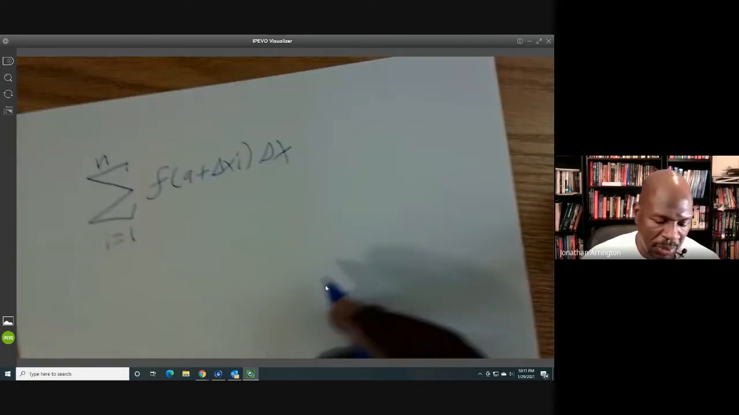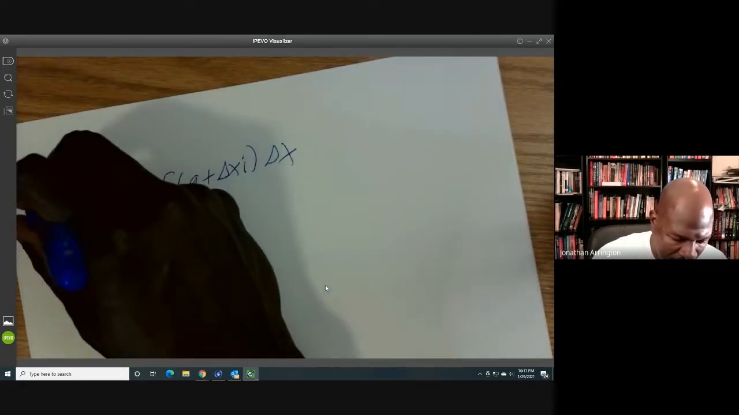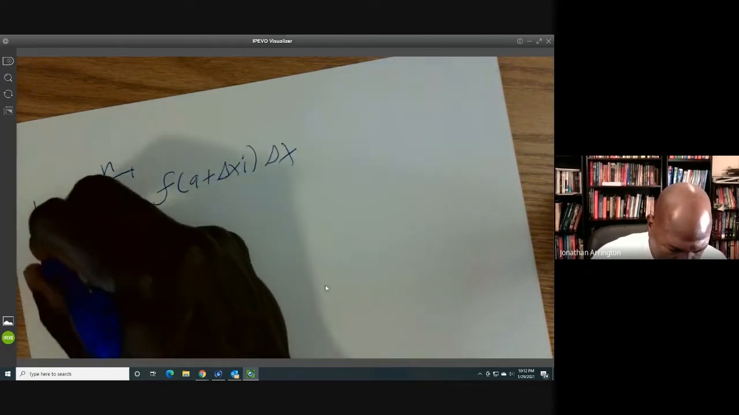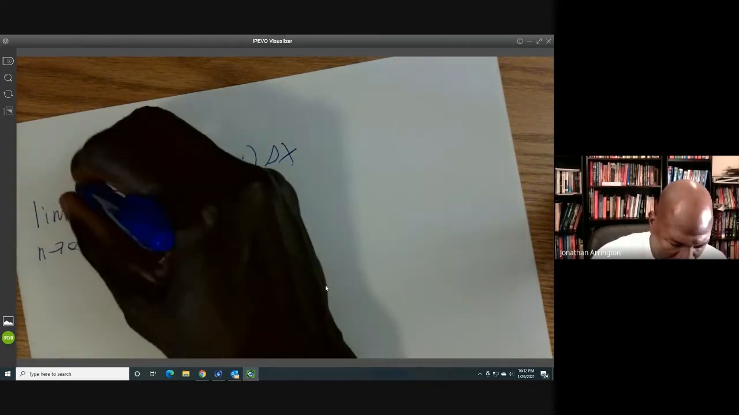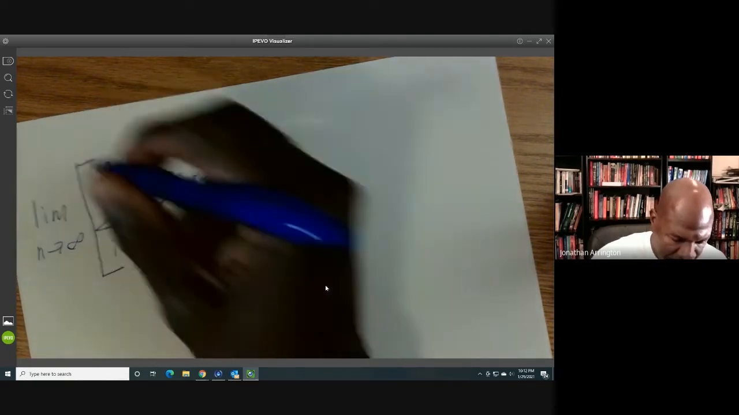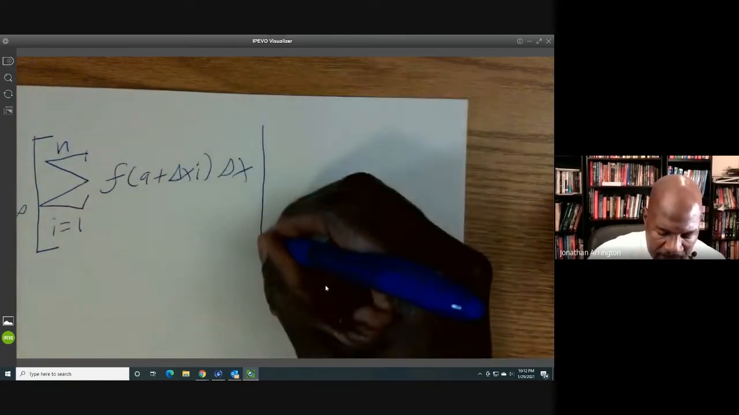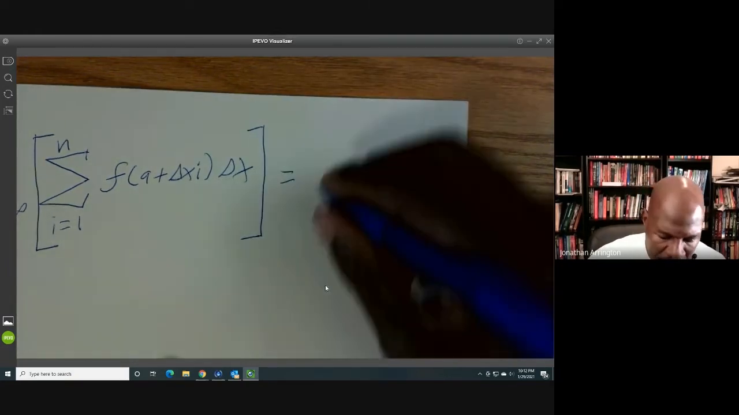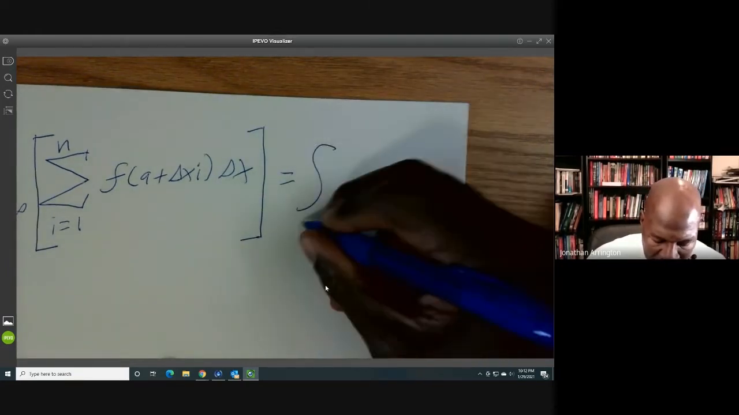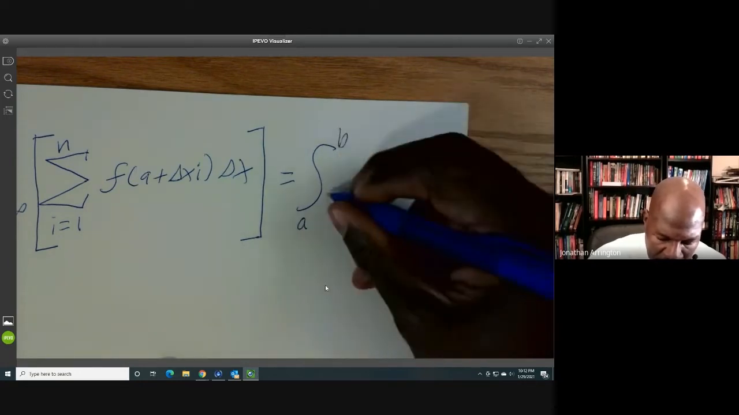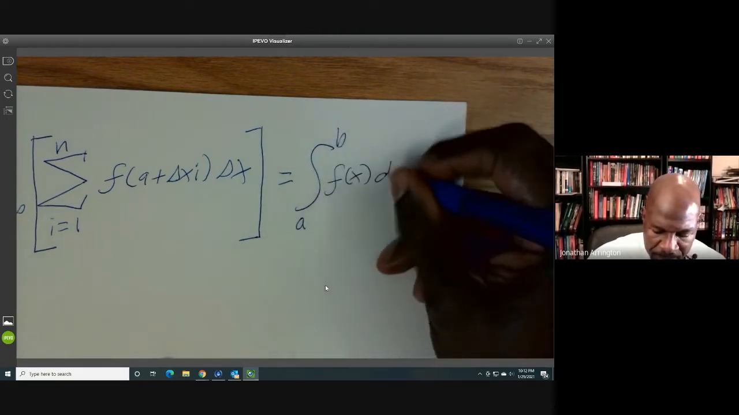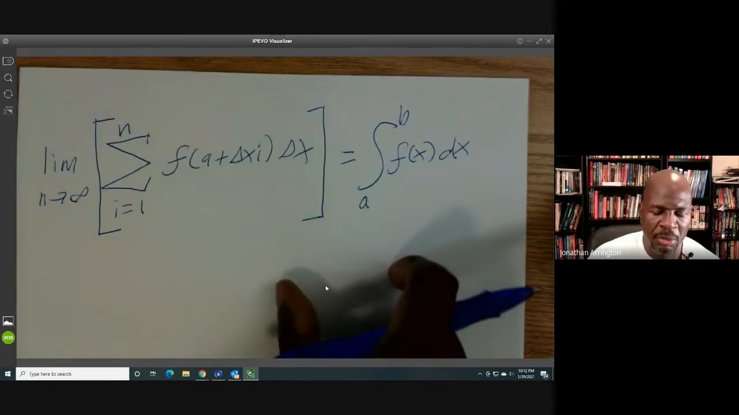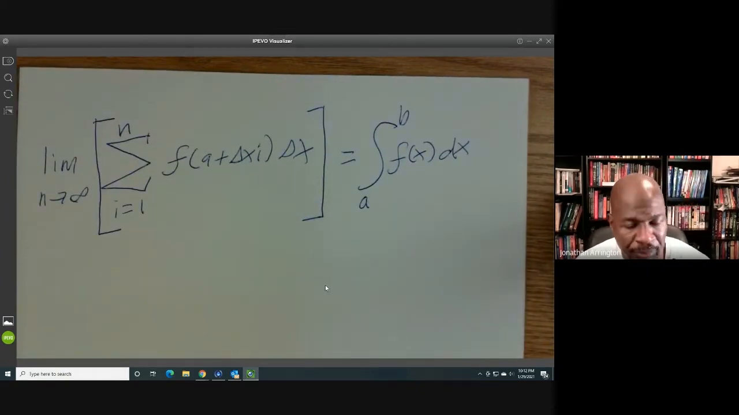Now, again, to get the actual area, we want to do an infinite number of subintervals. Again, n is the number of subintervals. So what we're going to do is take the limit of this summation as n goes to infinity. And I claim that's going to give me the area under the curve of f of x from a to b, which I have defined earlier as the integral from a to b of f of x dx. So I claim that these two expressions are equal to one another.